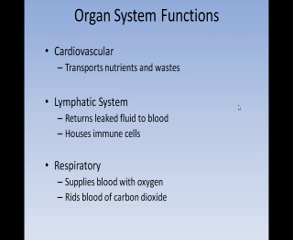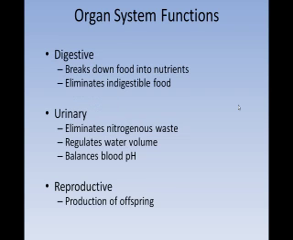Cardiovascular, this will help transport nutrients and waste. So this is your heart pumping the blood throughout your body. The lymphatic system returns leaked fluid to the blood and houses your immune system cells. The respiratory supplies blood with oxygen and gets rid of carbon dioxide. Digestive helps break down food into nutrients and eliminates indigestible food.